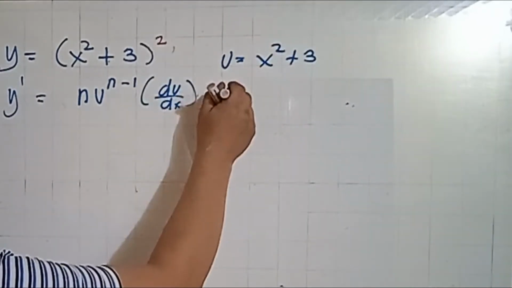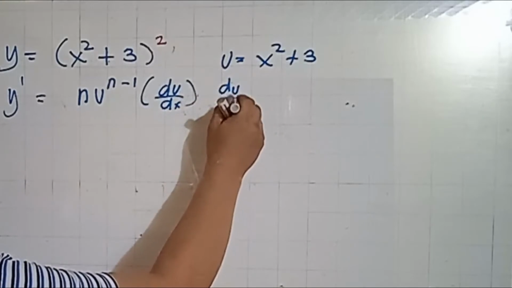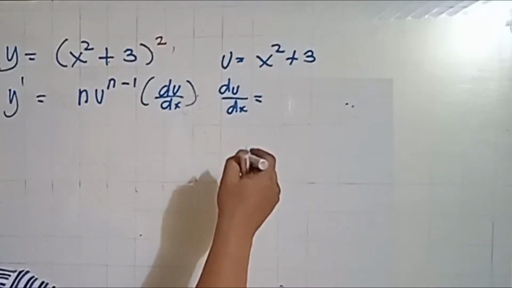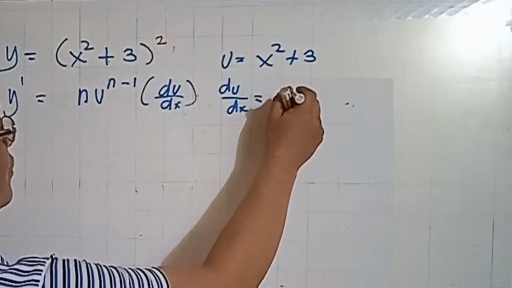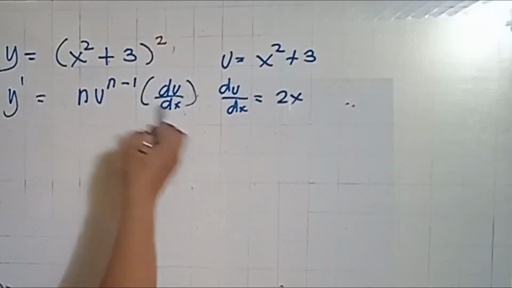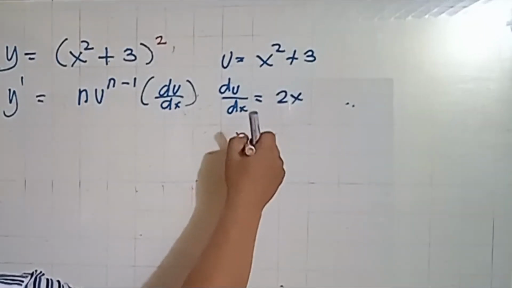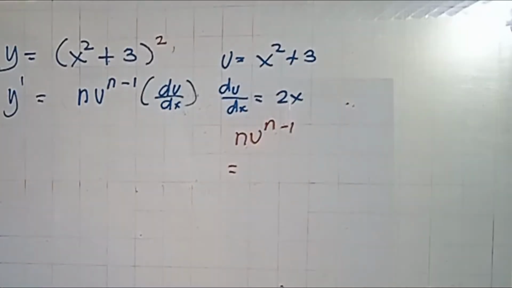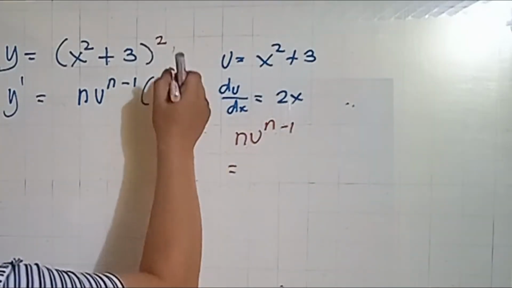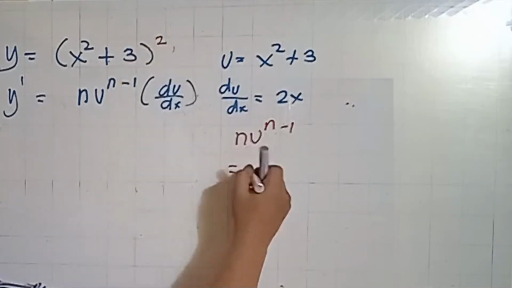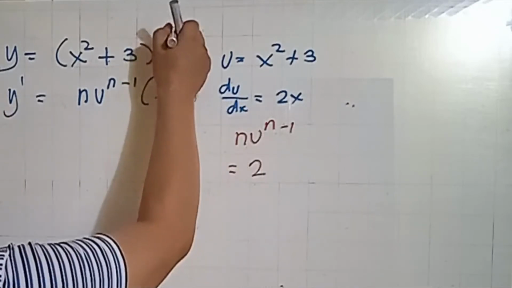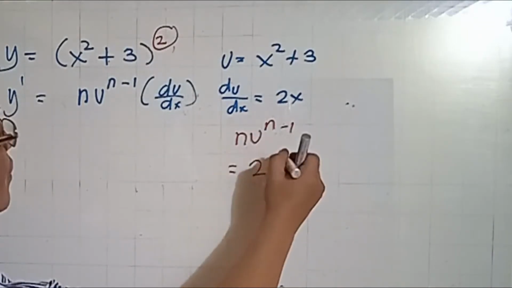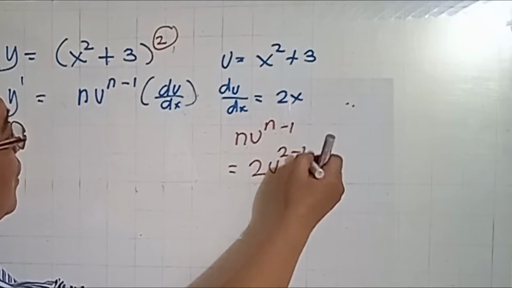So, ibig sabihin yung du over dx is equals to derivative of x squared plus 3, that is equals to 2x. And you have n times u raised to n minus 1, that's power formula. We have n is equals to 2, so we have 2, times u raised to n minus 1, we have 2 minus 1.